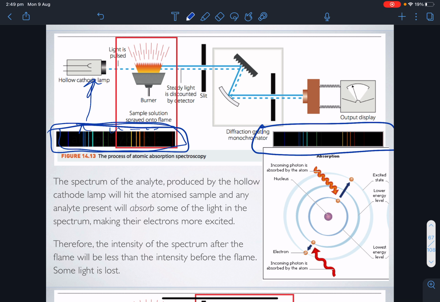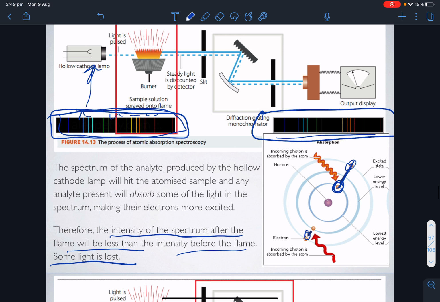So our sample's going to absorb some of that light, okay? And the amount of light that is absorbed is proportional to the concentration or the amount of stuff that's going through that flame, okay? So the intensity of the spectrum after the flame will be less. It's going to be dimmed compared to before the flame. Some light is lost, okay? And that's proportional to the concentration. And remember, the electrons are going to absorb that and get excited out to an outer wavelength, okay? All right, so that's what's happening in the flame.